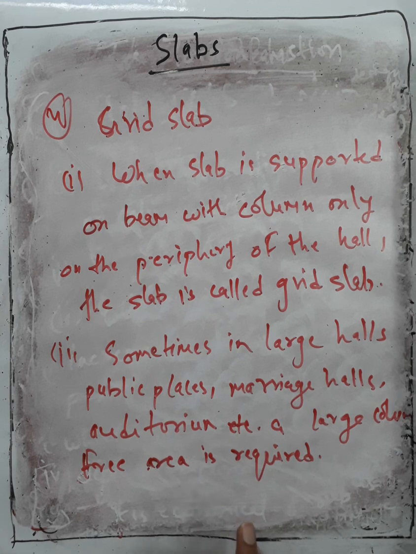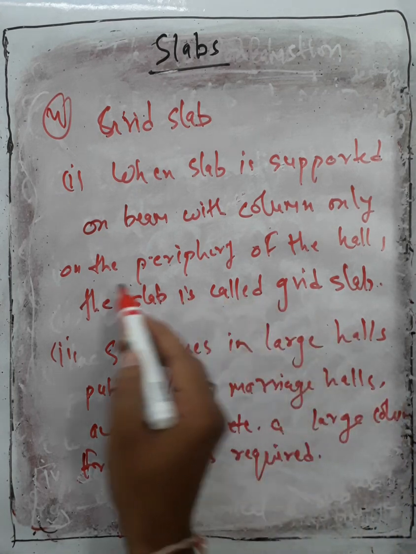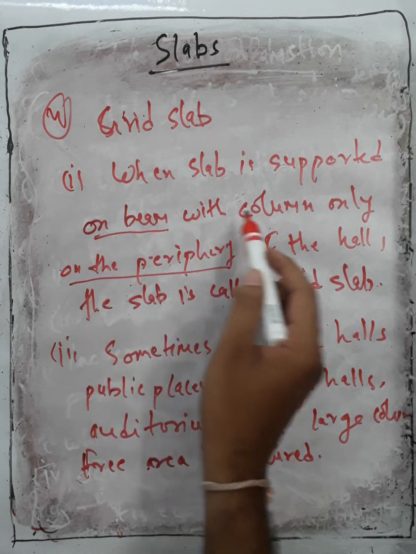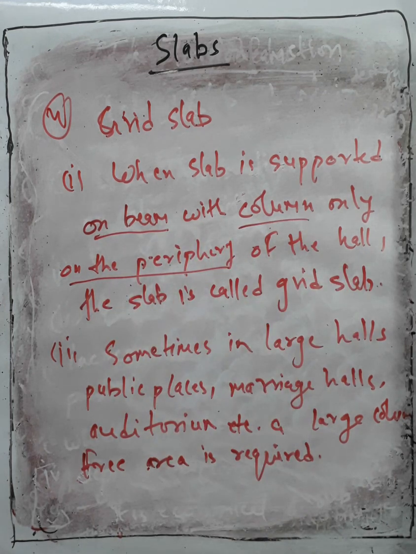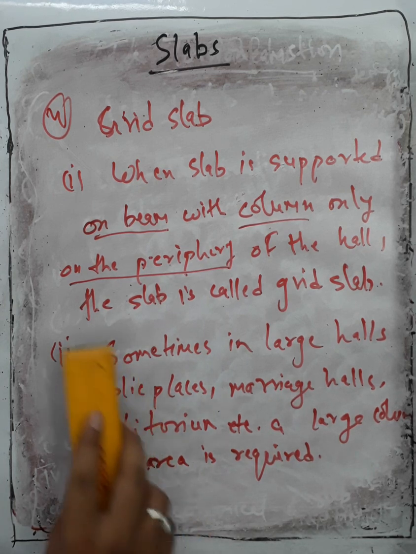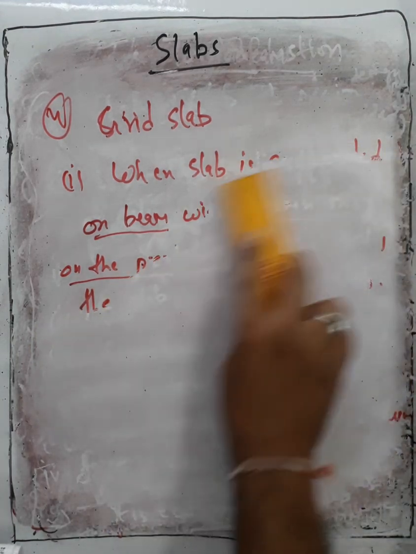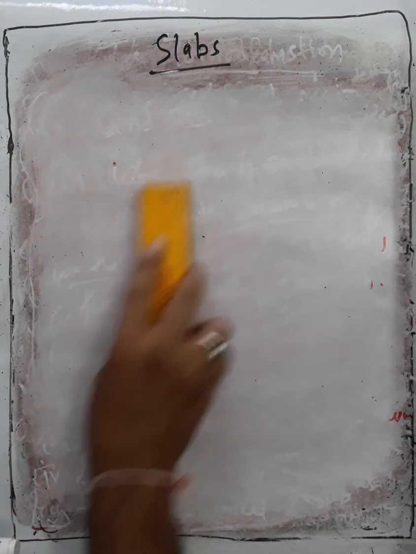Okay. And columns are provided on the periphery only. Overall we provide beams, but columns are provided on the periphery only. Now square grid and diagrid are examples of this grid slab. So these are the slabs which we use in our construction according to the types of building.